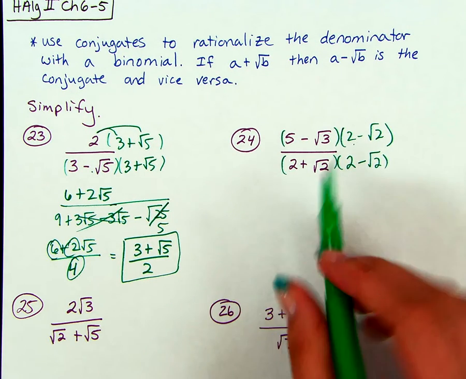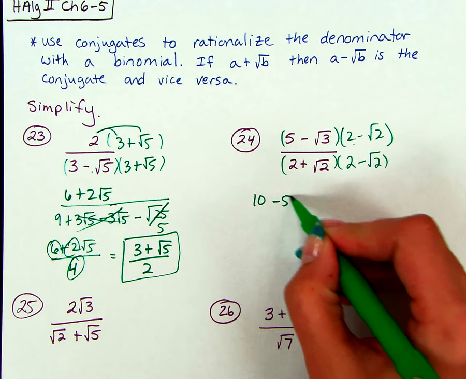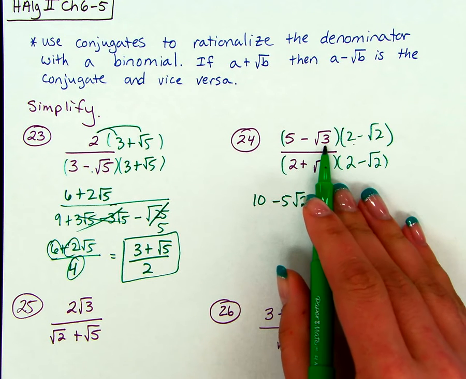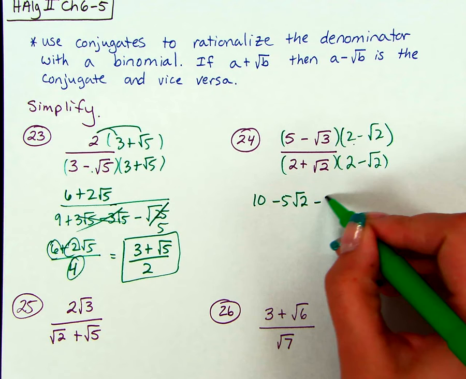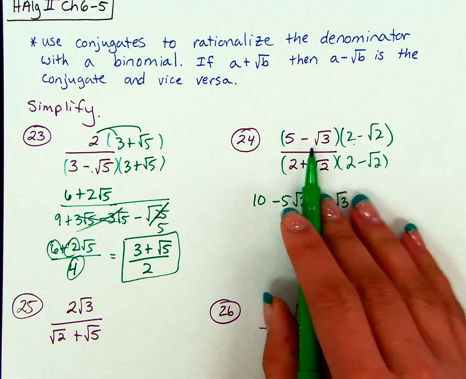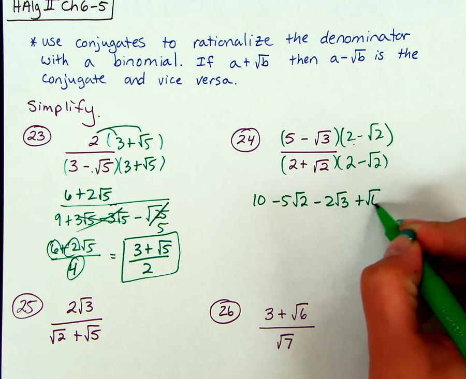So 5 times 2 is 10. 5 times negative square root of 2 is negative 5 square root of 2. Negative square root of 3 times 2 is negative 2 square root of 3. And negative square root of 3 times negative square root of 2 is a positive square root of 6.